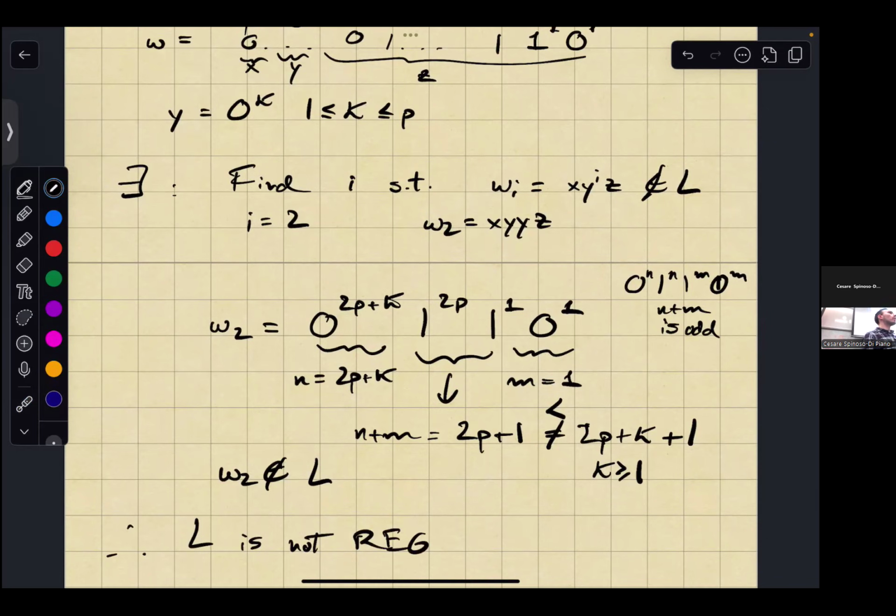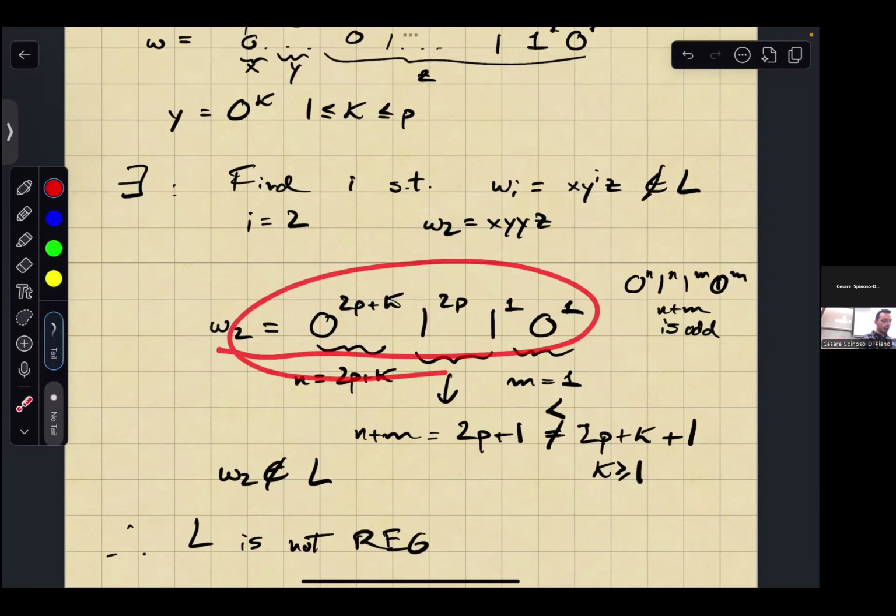Okay? Because all I need to do at the last step is to find a particular i such that W2, this pumped string, is not in L. Okay?